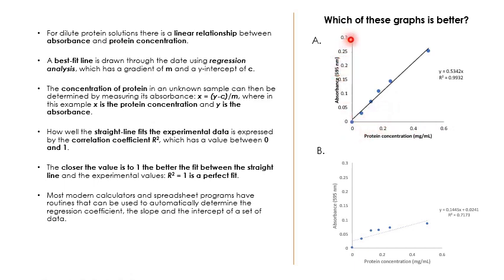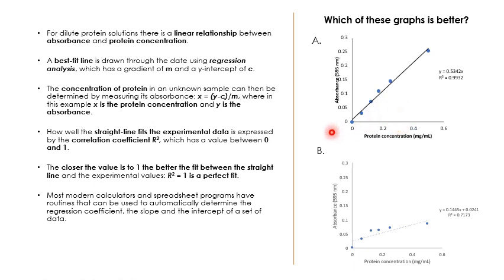But before you perform your calculation to find the concentration of your sample, you have to make sure that your graph has a best fitted line. How well the straight line fits the experiment data is expressed by the correlation coefficient, or we call it R squared. The value of R squared can vary between 0 and 1, and the closer the value is to 1, the better the fit of the straight line. So if you have an experimental R squared equal to 1, this shows a perfect fit.